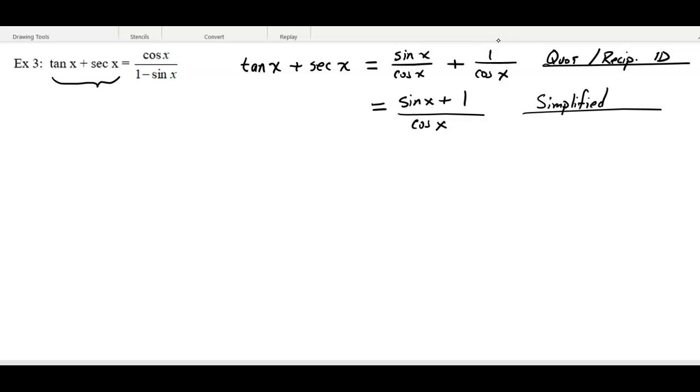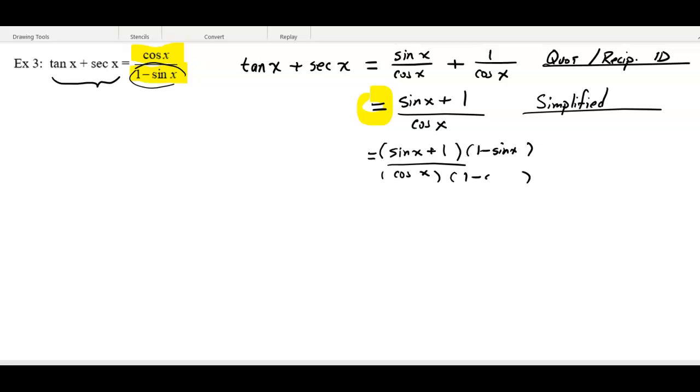Now, here's where you have to see where you're going. I'm trying to rewrite this expression that has cosine of x in the denominator as something with 1 minus sine of x. So here's where knowing where I'm going helps. So check this out. I'm going to take this fraction, sine of x plus 1 over cosine of x, and I'm going to multiply the numerator and the denominator by 1 minus sine of x. I'm going to introduce it into the problem.